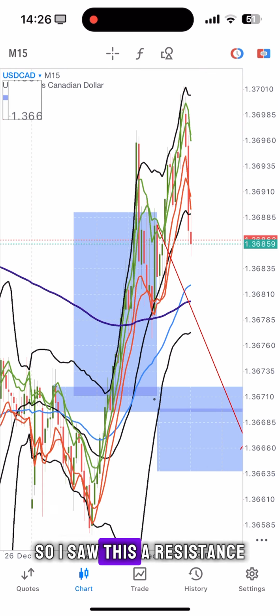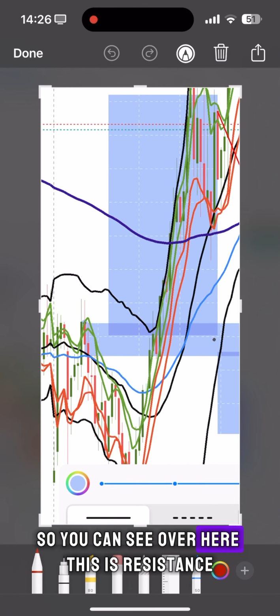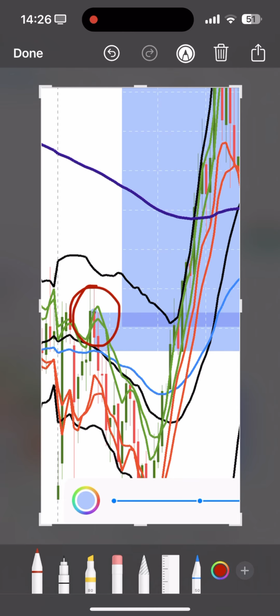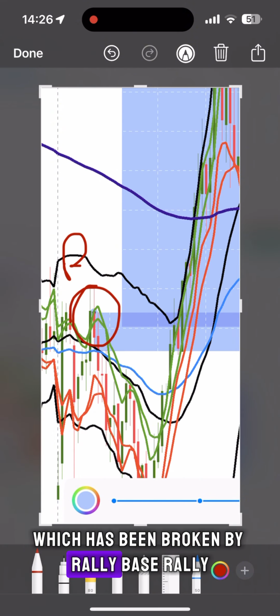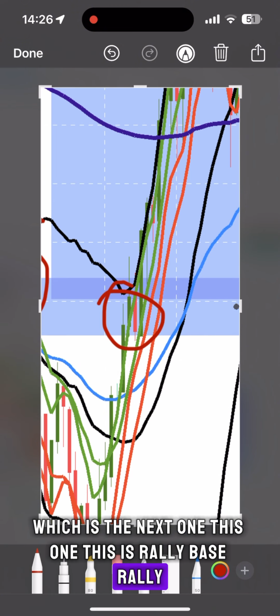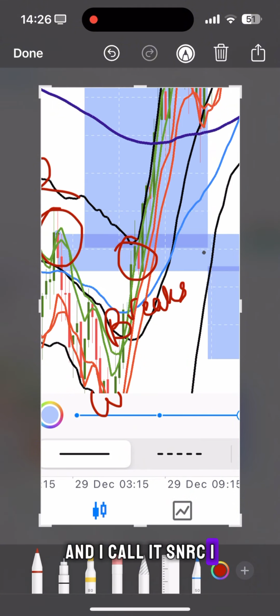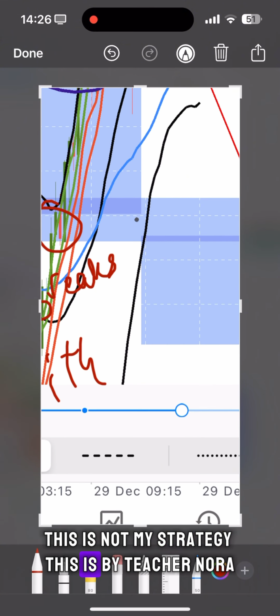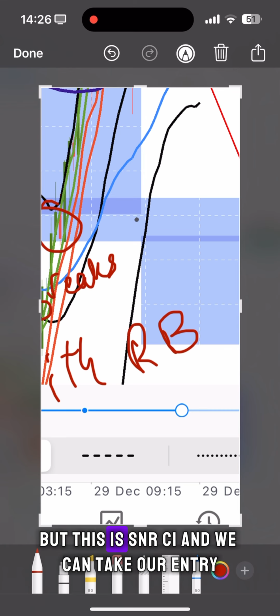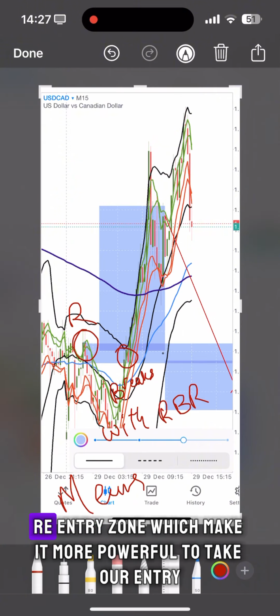So I saw this resistance which broke with rally base rally. So you can see over here, this is resistance which has been broken by rally base rally, which is the next one. This is rally base rally. So this is our Bistra level, and I call it SNRC1. This is not my strategy, this is by teacher Nora, but this is SNRC1 and we can take our entry, and this is also aligned with re-entry zone, which makes it more powerful to take our entry.